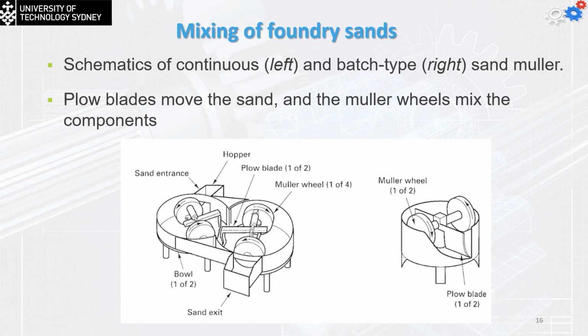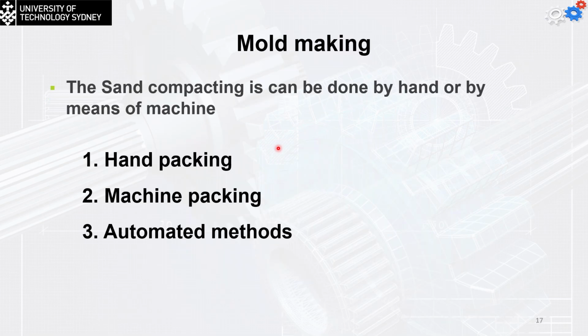The mixing of the foundry sand can be done in multiple steps. This will be step number 1. We're going to have a continuous type, the one on the left, or we can have the batch type to the right, of the sand muller. The blow blades move the sand and the muller wheels mix the components. The mold making, where the sand compacting can be done by hand or by means of machines. So we have the hand packing, like the one we saw in the series of video photos before. We can have the machine packing, and we can have the automated methods.